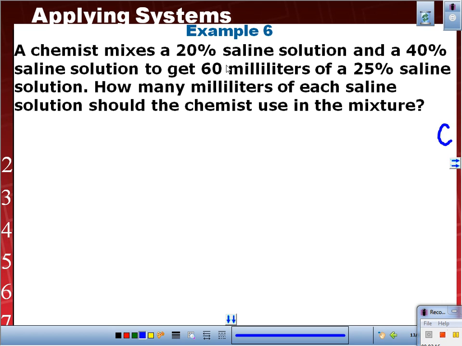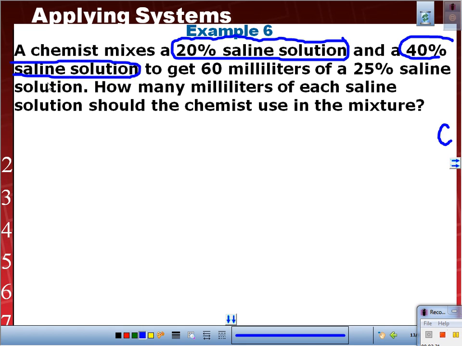What are important numbers? 20% saline solution, so circle that. What else? 40% saline solution, that's important also. Circle that. What else is important? 60 milliliters of 25% saline solution, circle that.